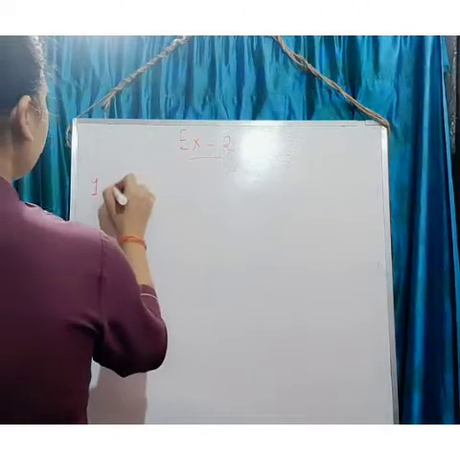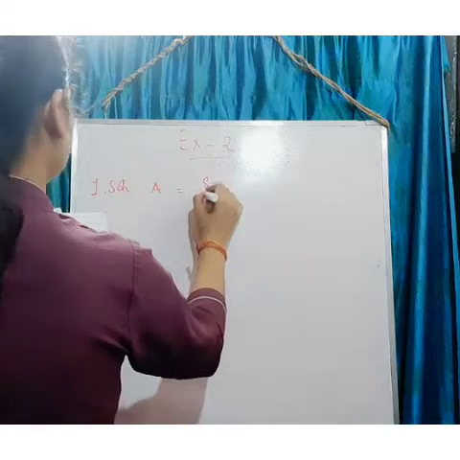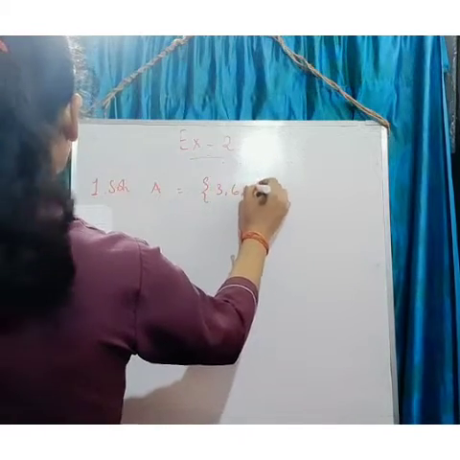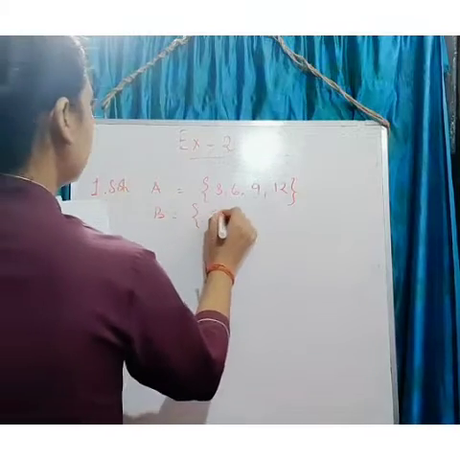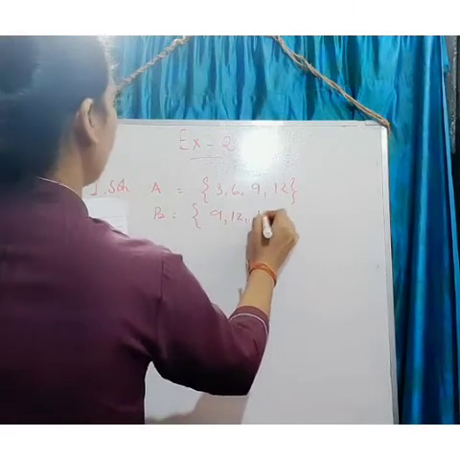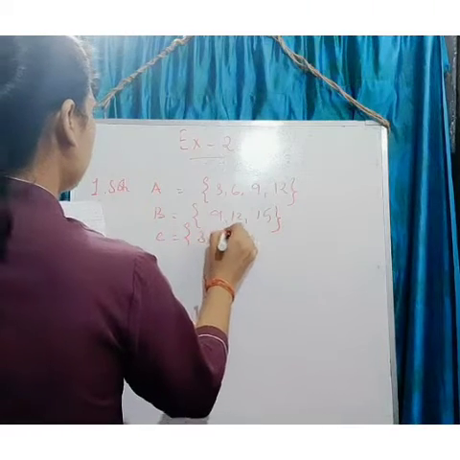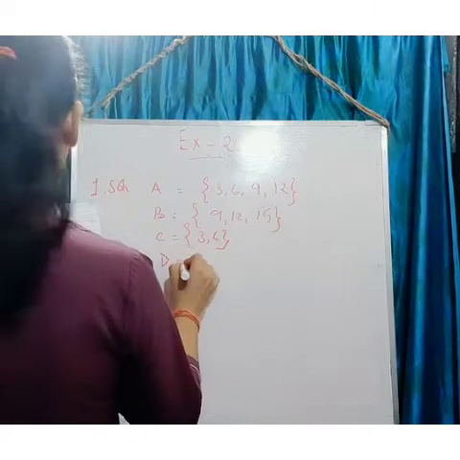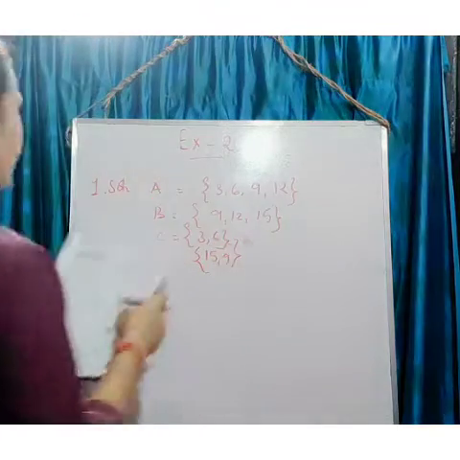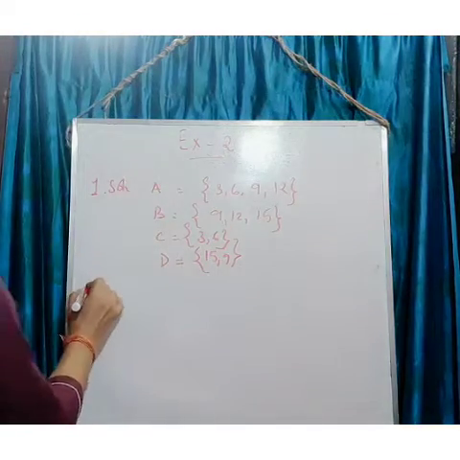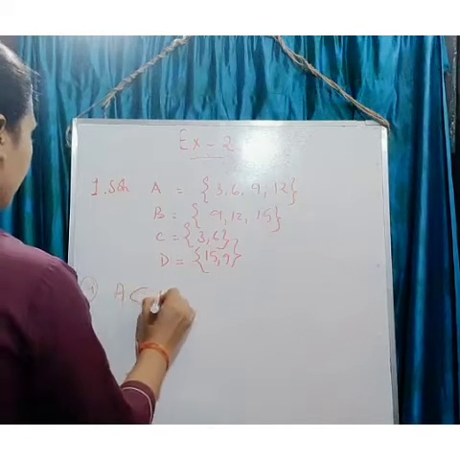See, set A is equal to 3, 6, 9, 12. B is 9, 12, 15. C is equal to 3 and 6, and D is equal to 15 and 9. Now what does the first statement say? The first statement is saying that A is a subset of B.